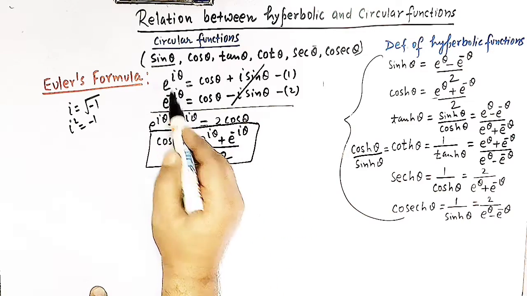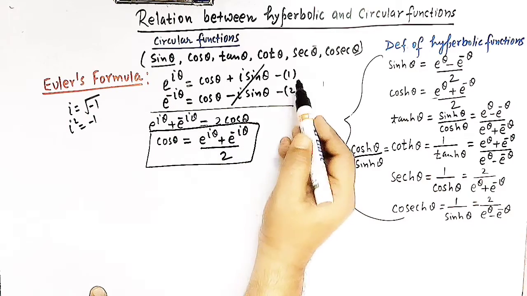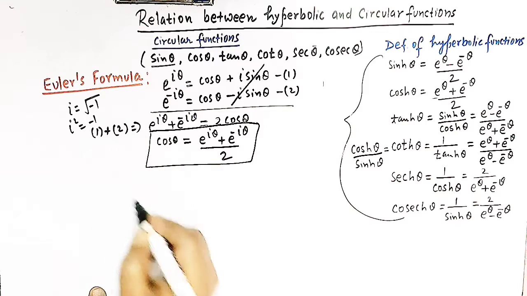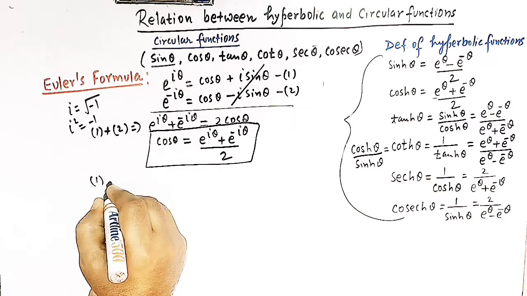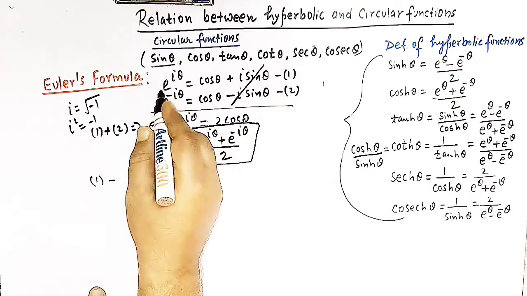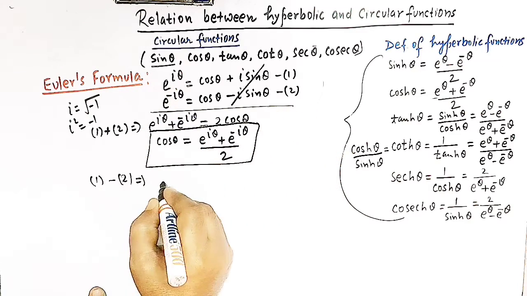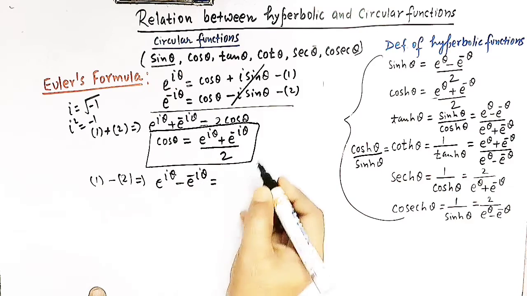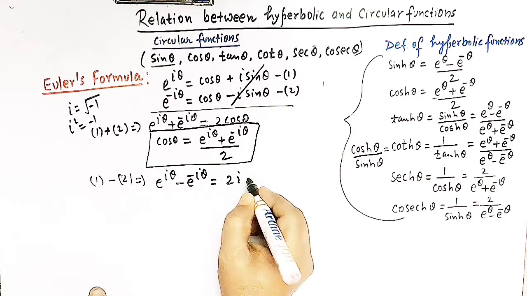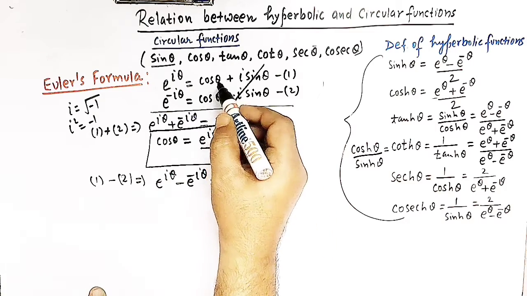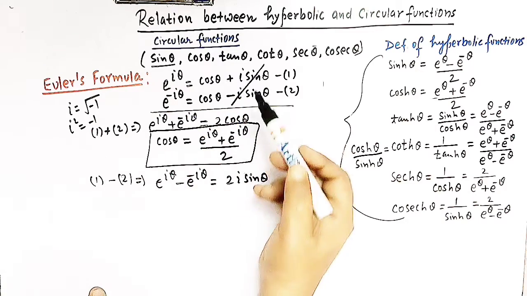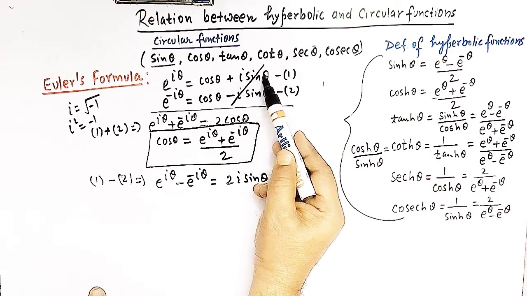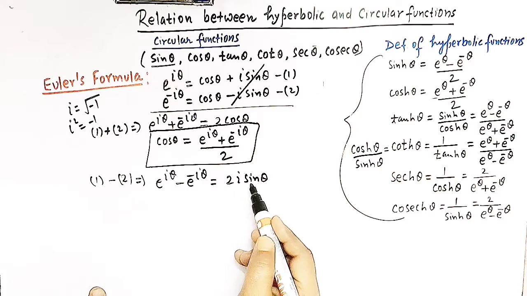And similarly, if we subtract equations 1 and 2, here we have added equations 1 and 2, and if we subtract equation 2 from 1, then we get e raised to i theta minus e raised to minus i theta is equal to 2i sine theta, because in this case these two terms get cancelled, and this negative becomes positive, and we have i sine theta plus i sine theta is 2i sine theta.